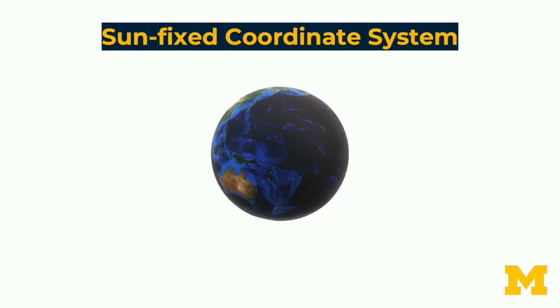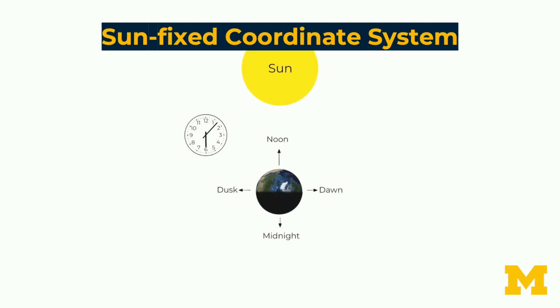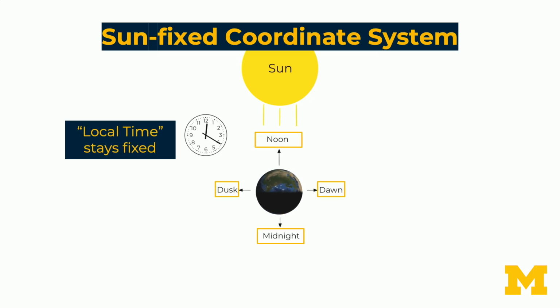In order to understand that, let's talk about local times. When we look at the Earth with respect to the sun, we have towards the sun, which we define as noon. If we go away from the sun, we have midnight. And then we have dawn and we have dusk. We think of it as the sun is coming up and the sun is going down. But really, the Earth is rotating through this coordinate system, this sun-fixed coordinate system. And it basically stays like this with the Earth rotating underneath it. The local time stays fixed.